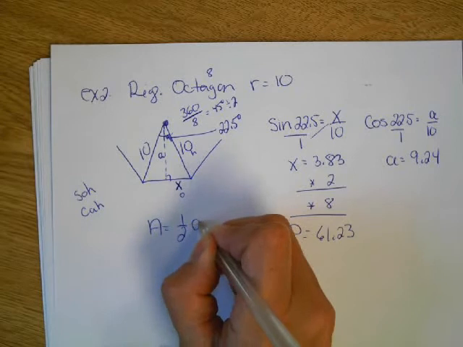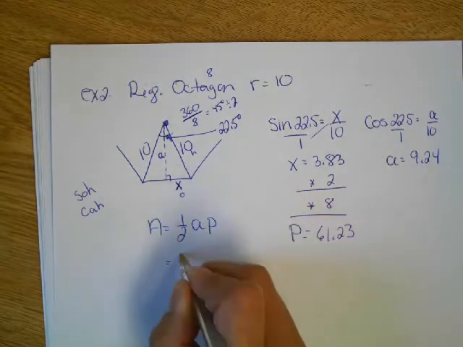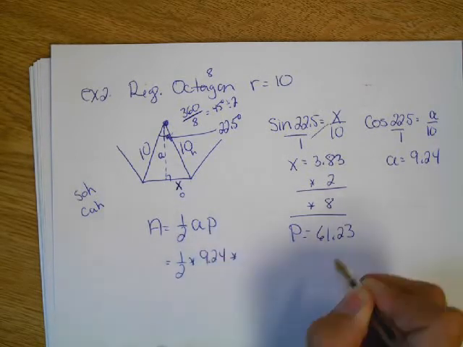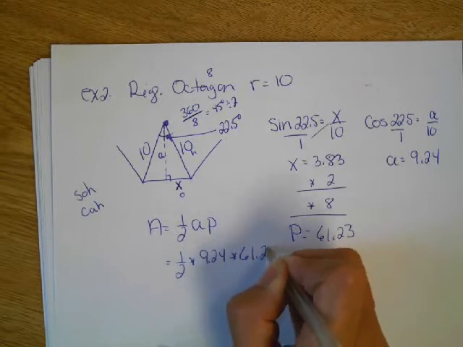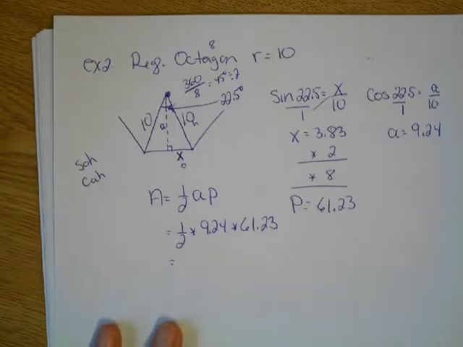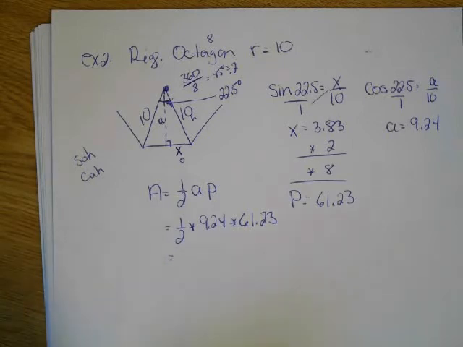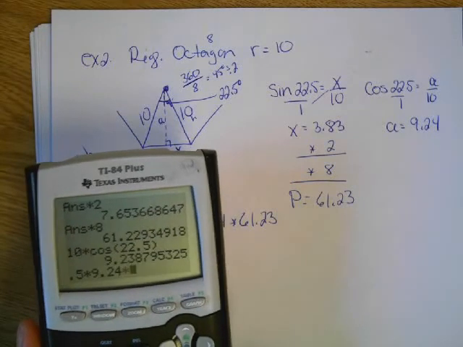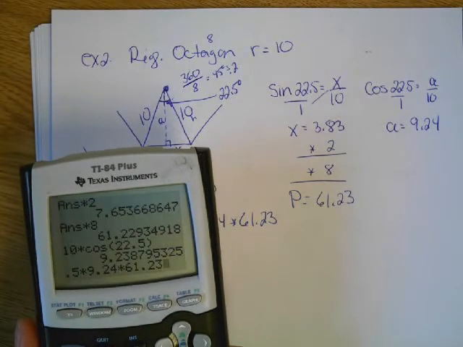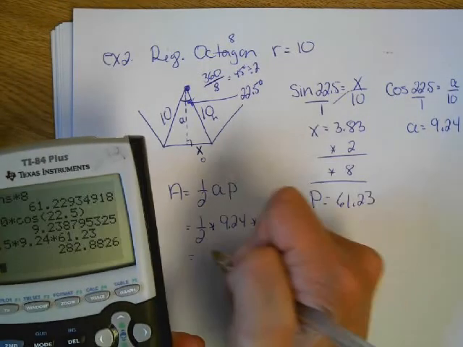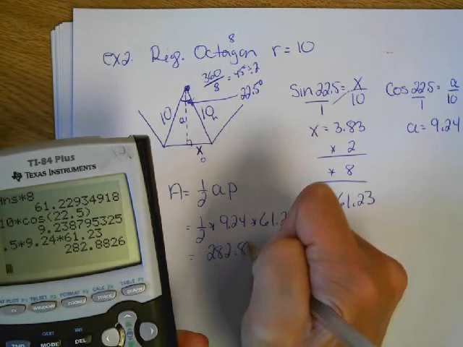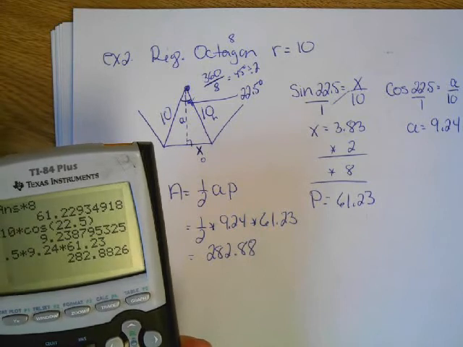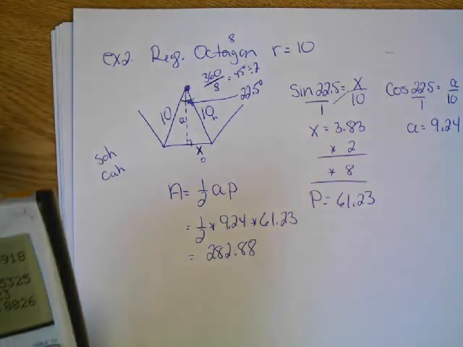1/2 AP, 1/2 times 9.24 times 61.23. 0.5 times 9.24 times 61.23. 282.88. How'd I do? Where are you? Oh yeah, pretty good.